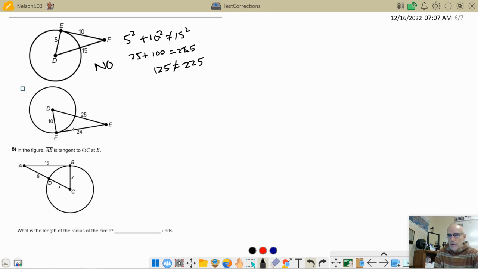This one right here, 10, 24, 25. People got confused here because you have 10 and 24. Those are both divisible by 2, and we're down to 5 and 12. But the third side would have to be 26, so that when you divide it by 2, you end up with 13. Well, it's not 26, it's 25. 25 is too small. That makes this an acute angle over here.